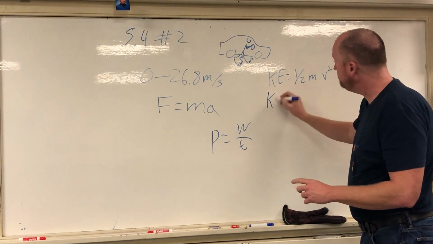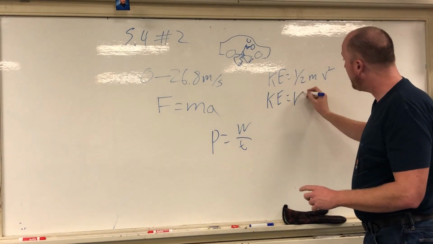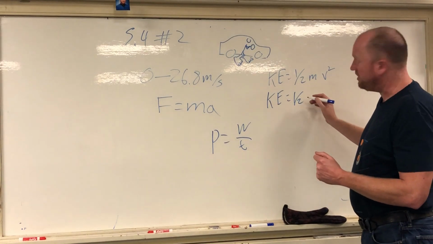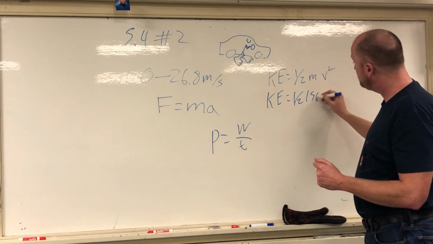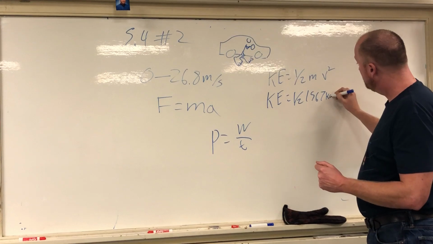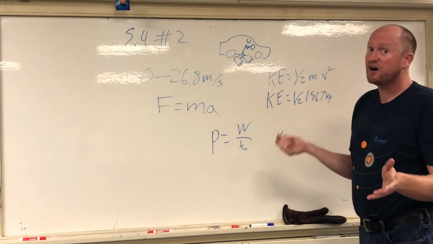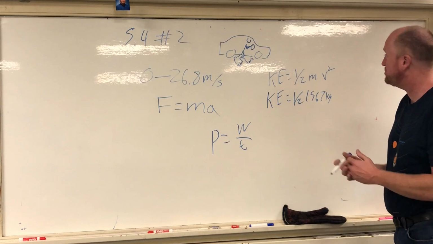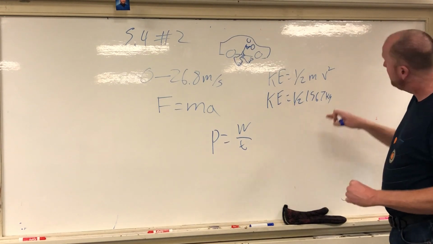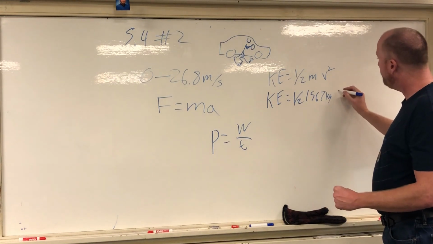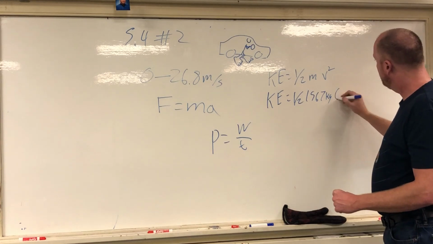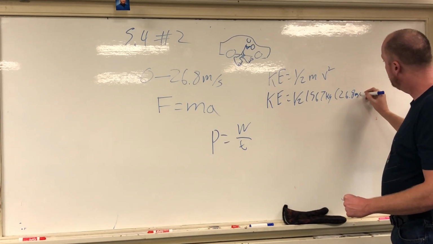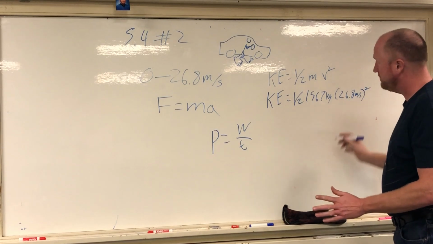So kinetic energy is equal to 1/2 the mass. My car, an economy electric car, comes in at 1,567 kilograms. Your car, if it's an economy car, will probably be about the same range. If you have something bigger, like an Expedition or an Explorer, Suburban, something like that, you're going to have a bigger number. My velocity is 26.8 meters per second, and that's going to be squared.